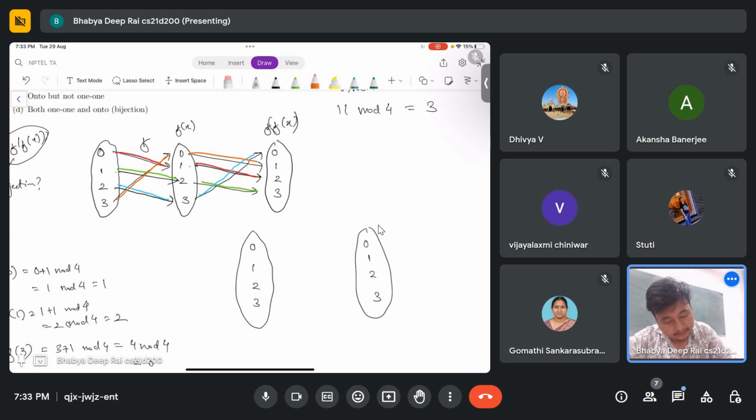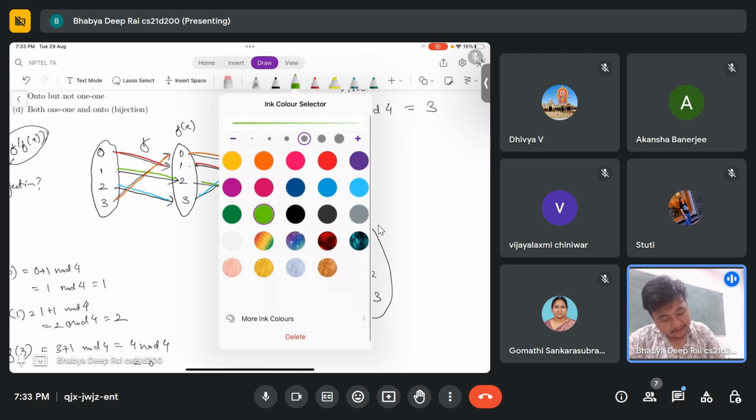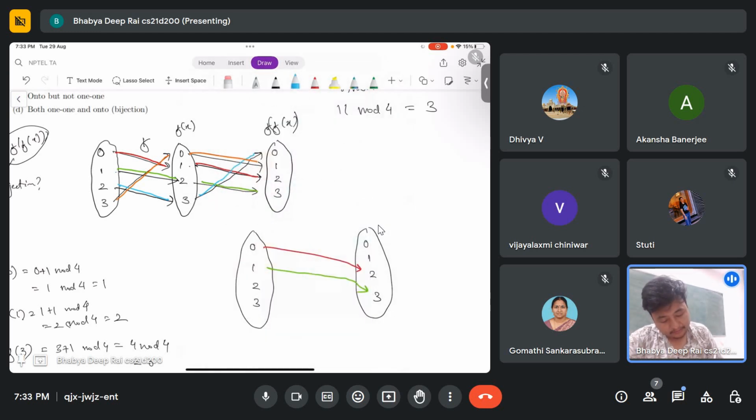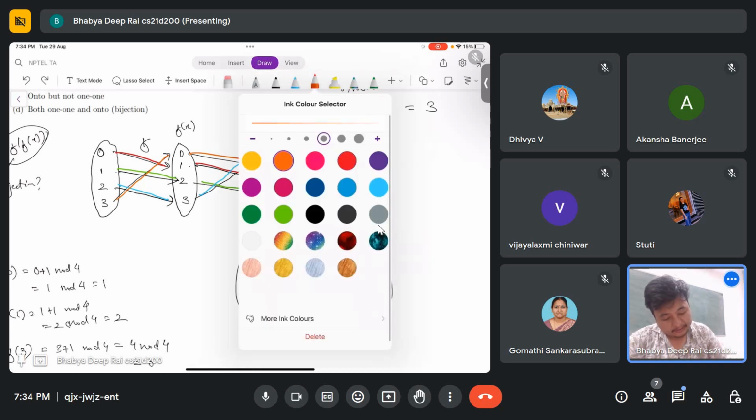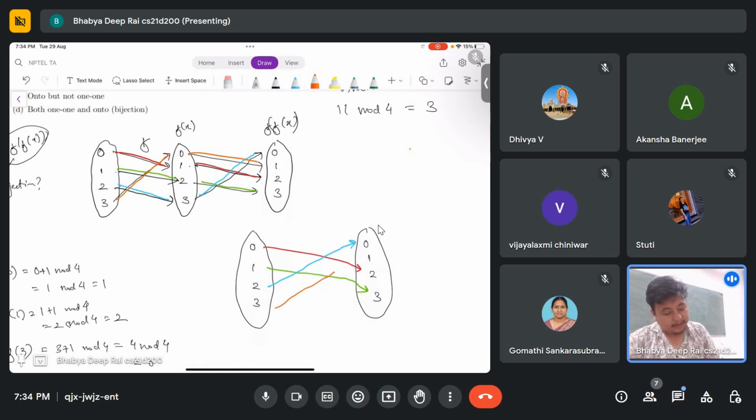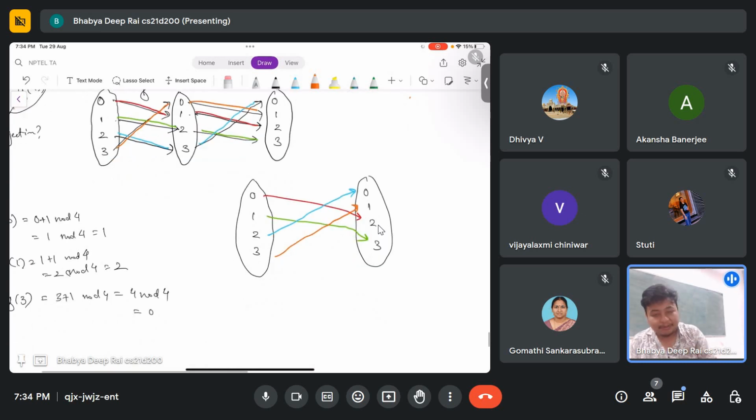0 maps to 2. 1 maps to 3, this green line. I am removing the intermediate step. 2 maps to, oh no, not 3. 2 maps finally to 0, right? I'm removing this middle part, in case you're wondering. And 3 maps to 1. So now the question is, is it 1-1?